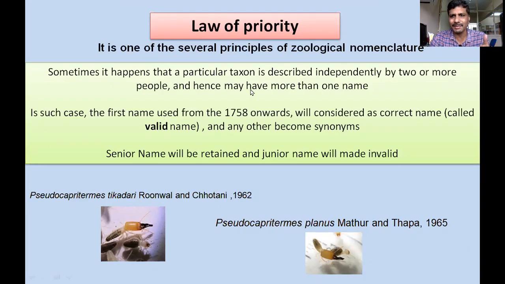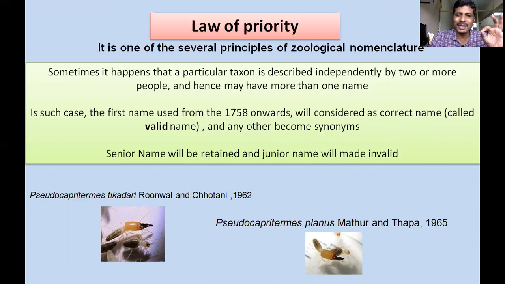So a particular taxon may have a scientific name described independently by 2 or more people, and a particular species in India and Australia may have got 2 different names, but they are the same species. Under that condition, universality will be a problem and there will be confusion. As a result, the law of priority comes into the picture. In such a case, the first name used from 1758 onwards, which I told you is the starting point of zoological nomenclature, will be considered the correct name, called the valid name, and any other names will become synonyms. The senior name will be retained and junior names will become invalid.